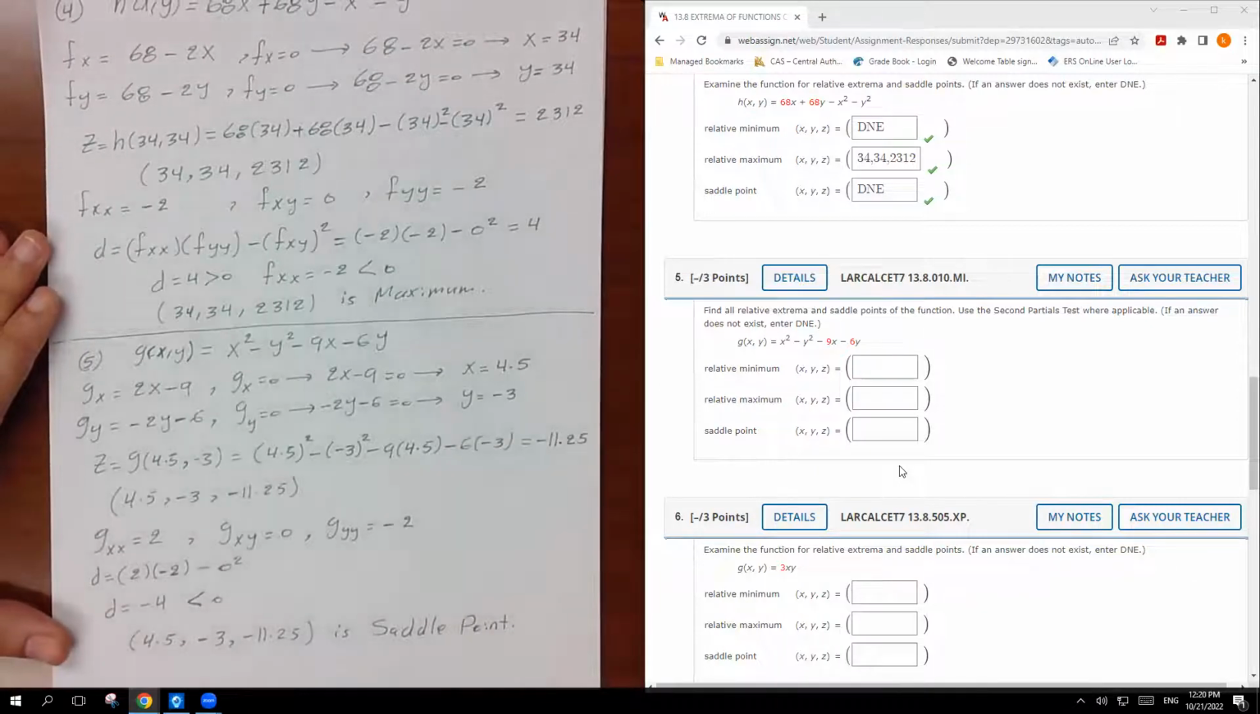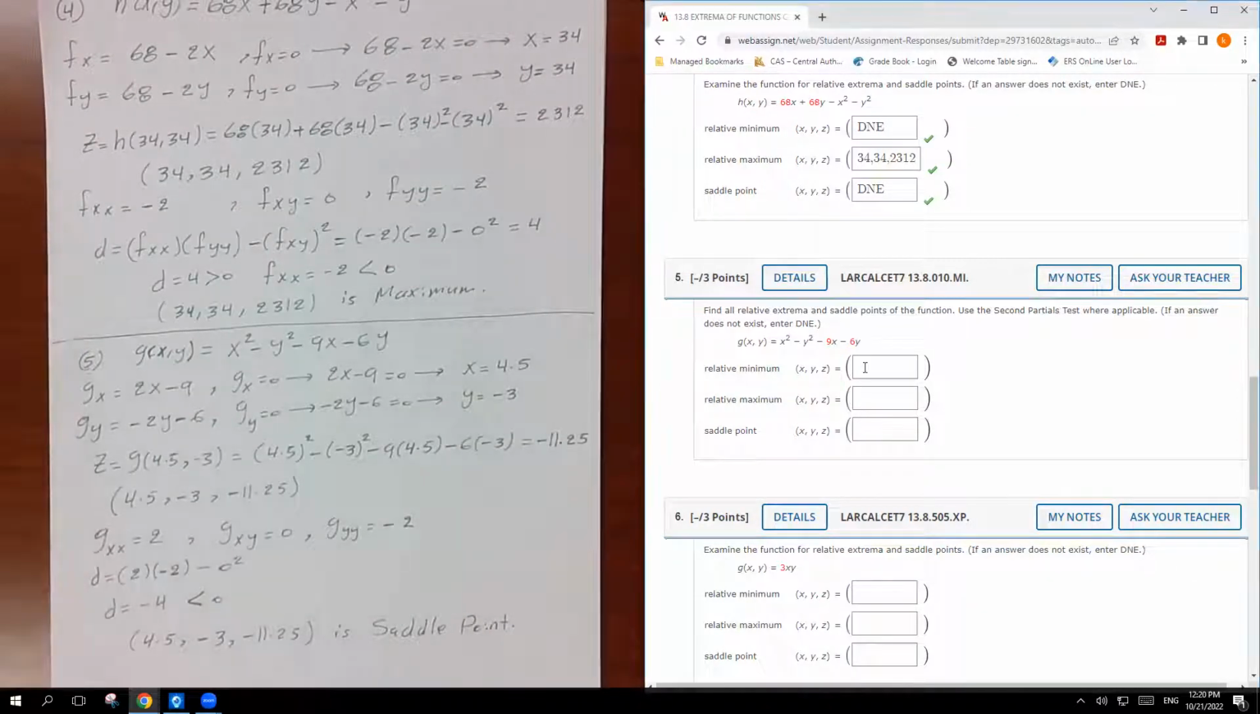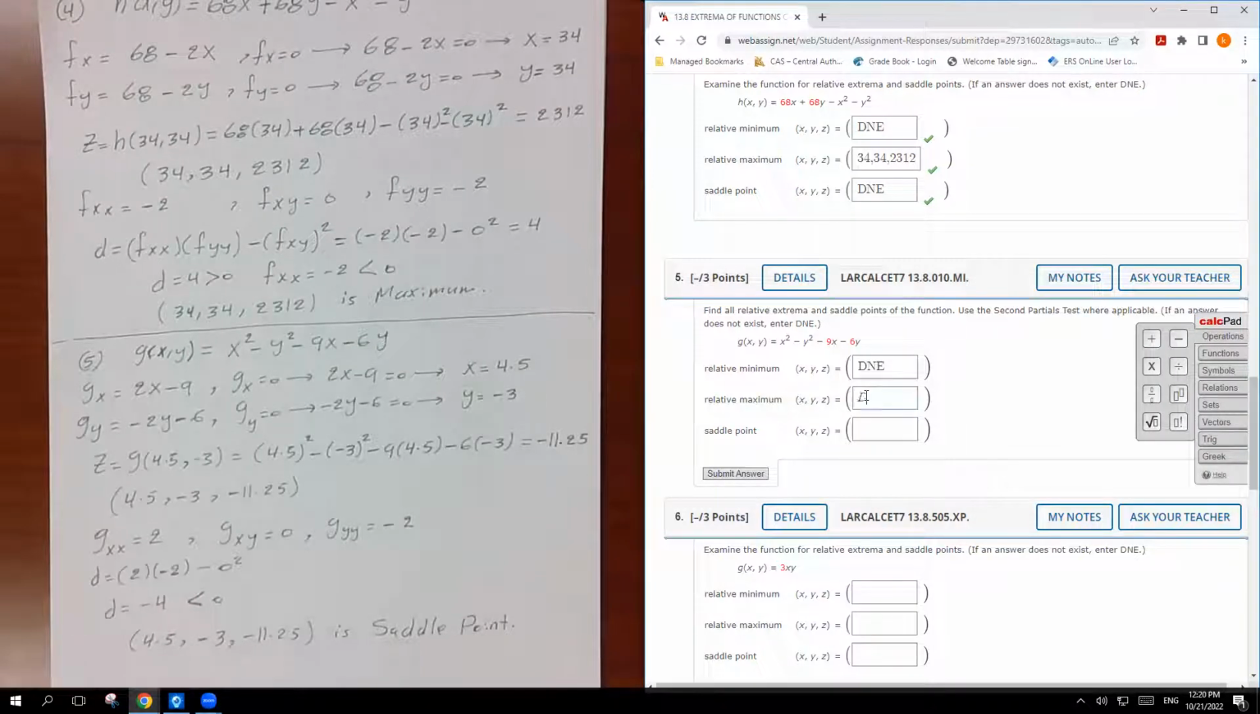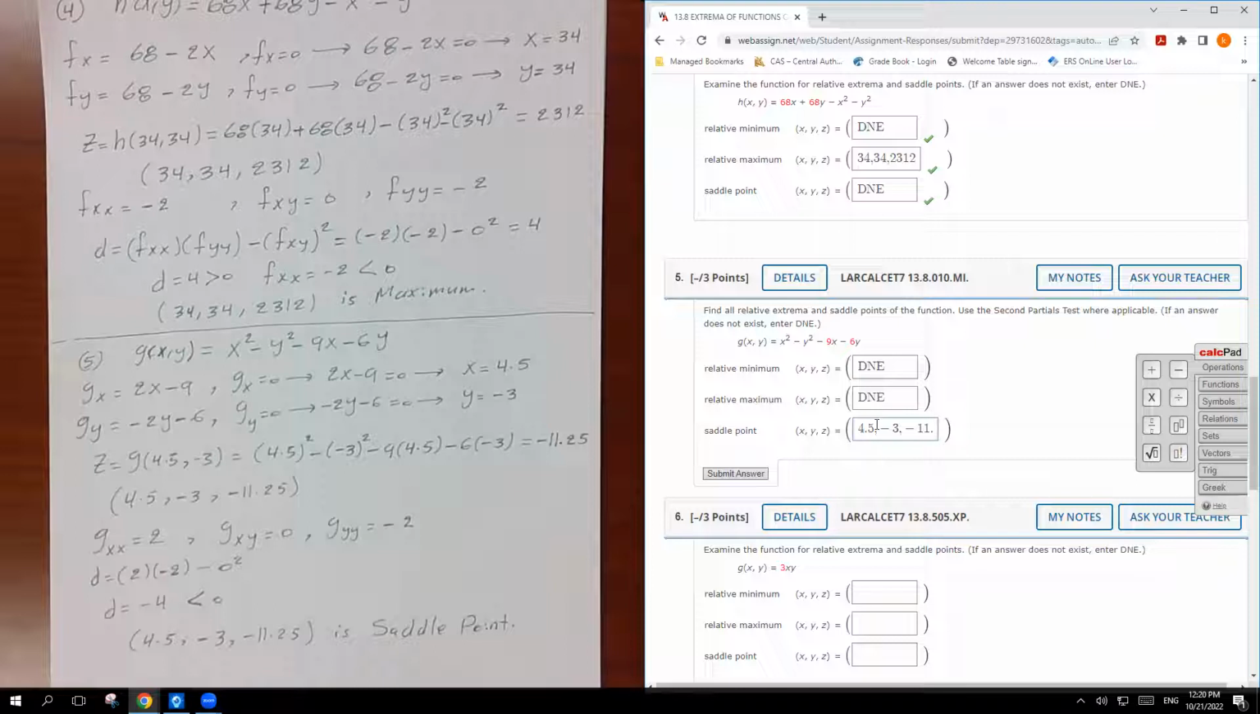So we're just going to type here. This is DNE, and this one is DNE, and the last one is the saddle point, which is 4.5, comma, -3, comma, -11.25. Let's check that.